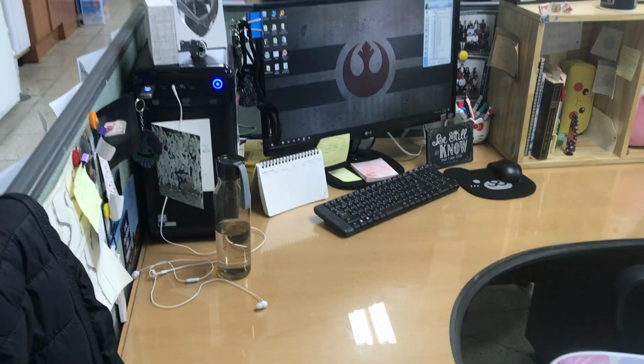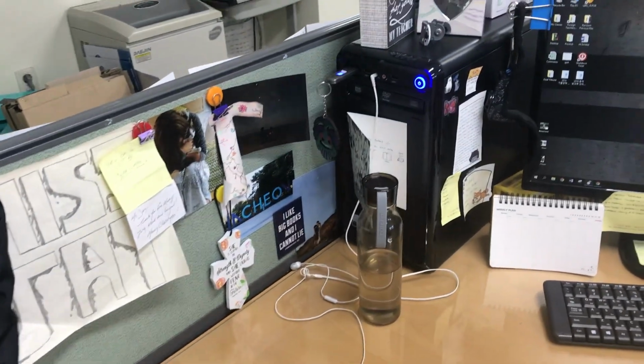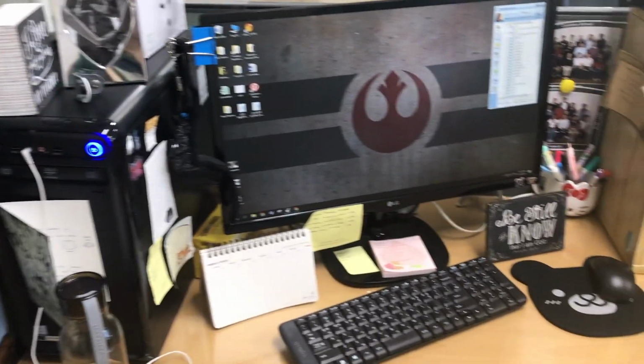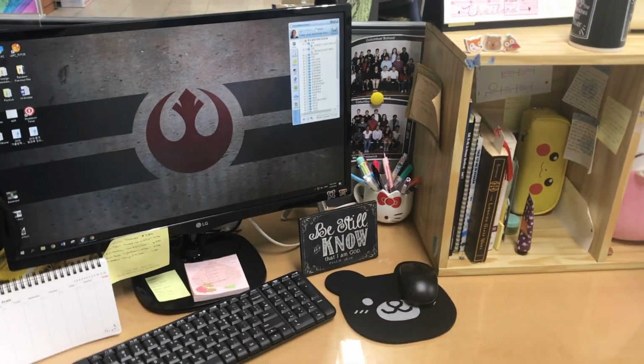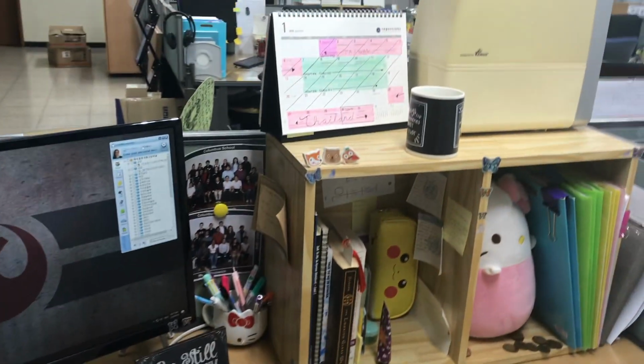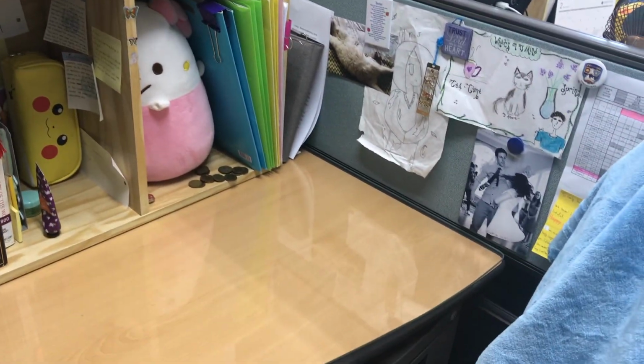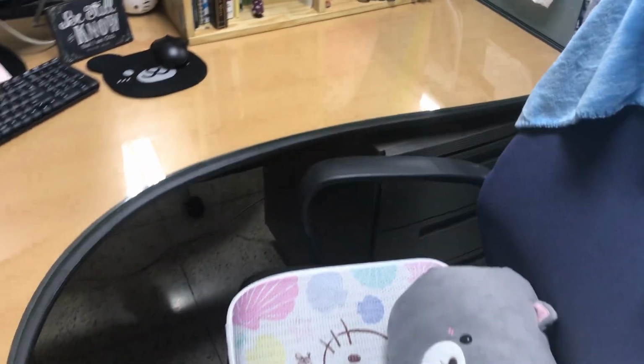And you get to decorate your desk space, which is something I love. So I've got pictures of my old students and pictures of my family and my husband and my cat, and pictures that my former students have drawn for me, notes from my current students that kind of make my desk feel like my space.